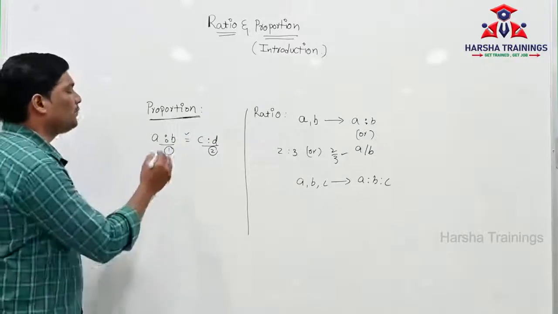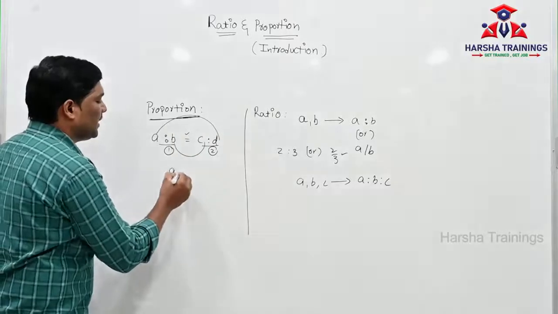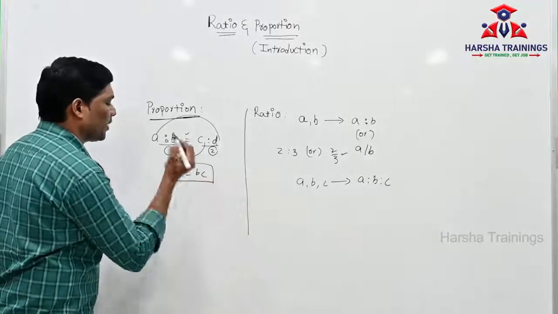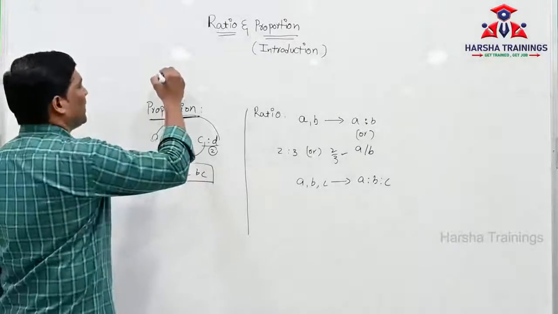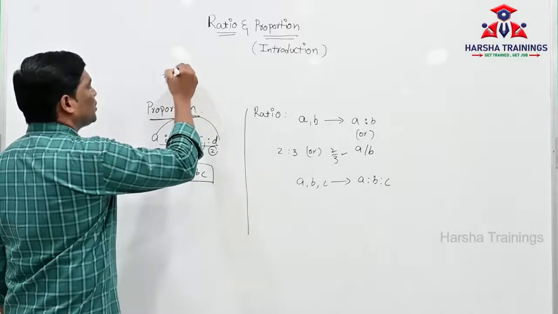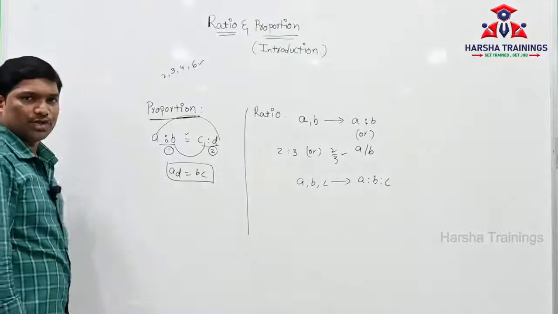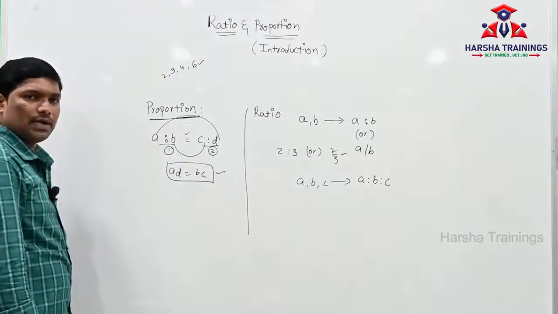The proportion formula is very important guys. The proportion formula is AD is equal to BC. For example, 2 comma 3 comma 4 comma 6. Find out whether it is a proportion. What is the proportion formula? AD is equal to BC.